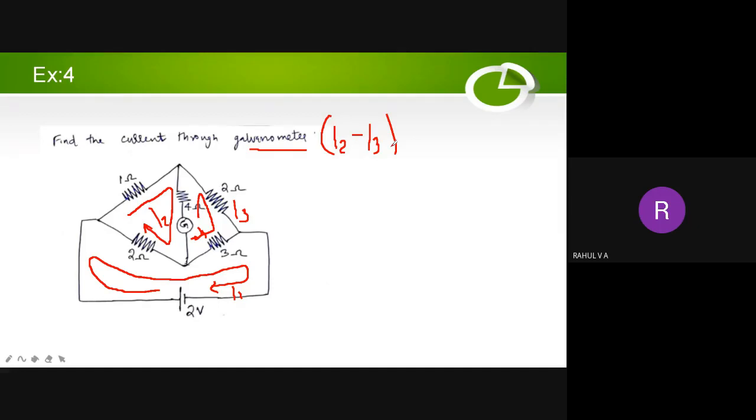Okay. Now, how to write the equation for mesh 1? Ashwanth, can you tell me?